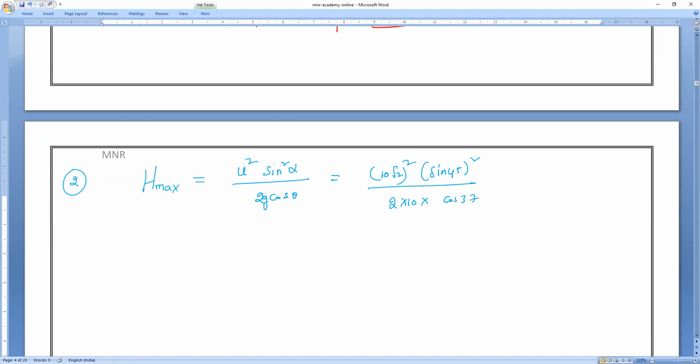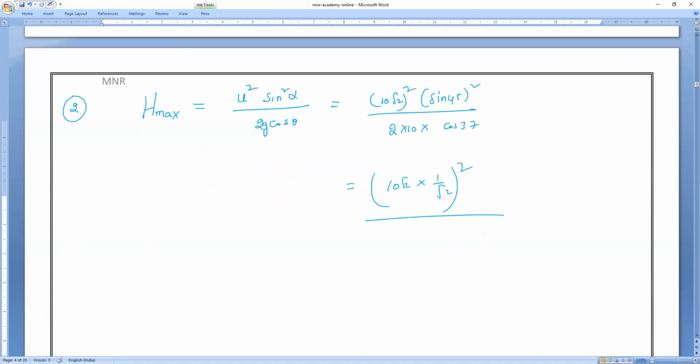Now this can be written as 10 root 2 into sin 45, which is 1 by root 2, whole square. Any problem? Then 2 into 10 into cos 37, whose value is 4 by 5. Five ones are five, five twos are ten. Root 2 will get cancelled, which gives 10 square.